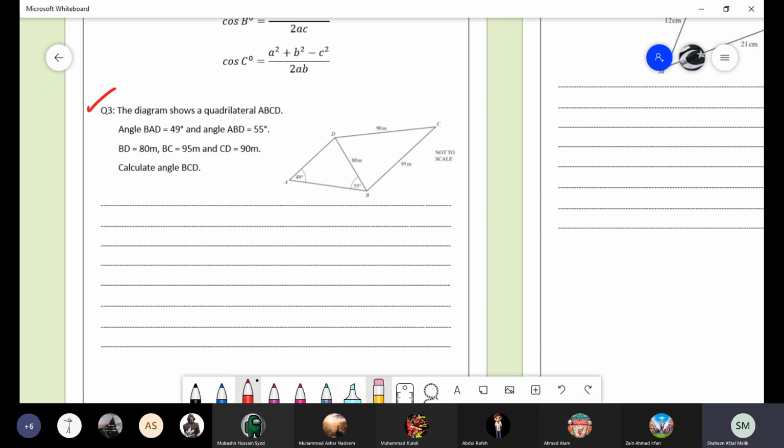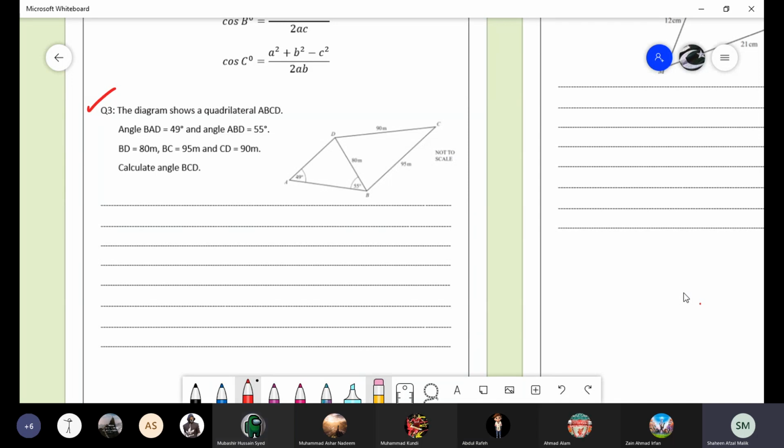Boys, where are you? We don't have that much time. Abdul Rafi, solve the question better. Ma'am, we're going to use the cosine rule over here, right? Yes. Abdul Rafi. Abdul Rafi, solve the question better.